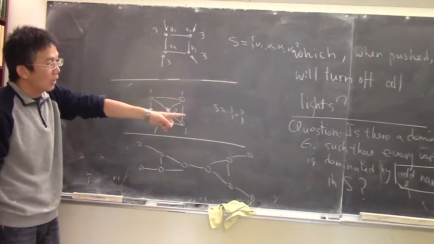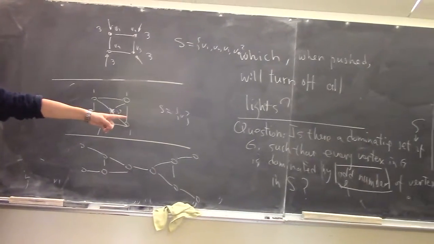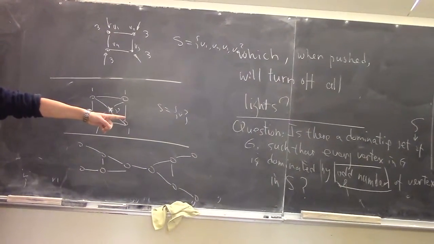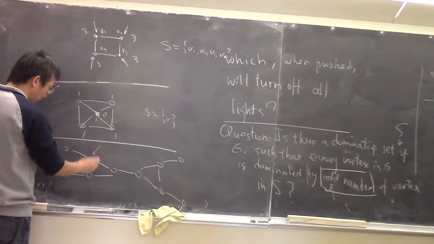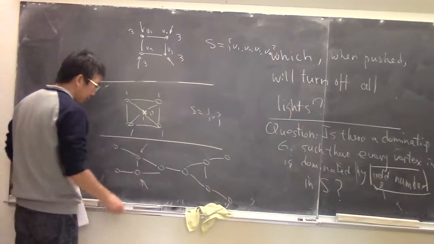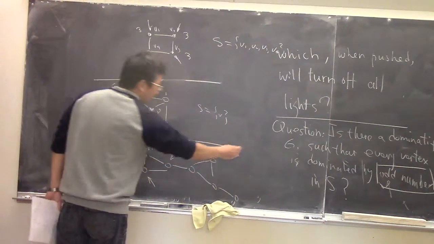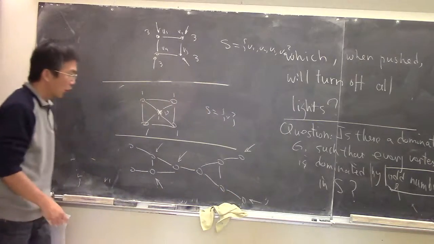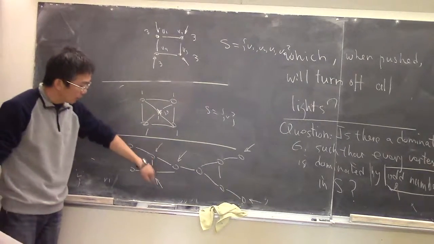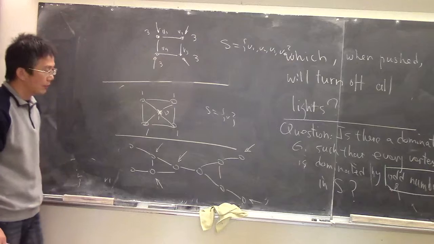I want to find a dominating set of G such that every vertex is dominated by an odd number of the vertices, right? So let me pick a few of them. So this is 1, 2, 3, 4, 5. Okay, so let me pick my S to be a collection of all these vertices.